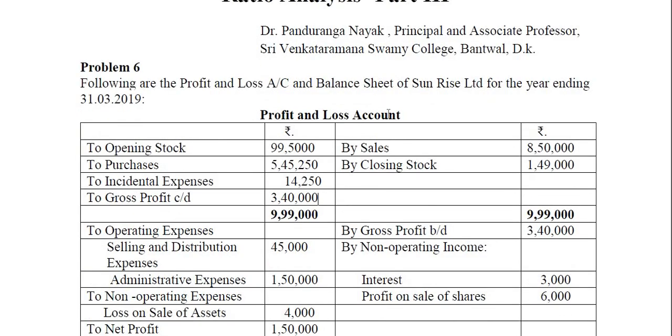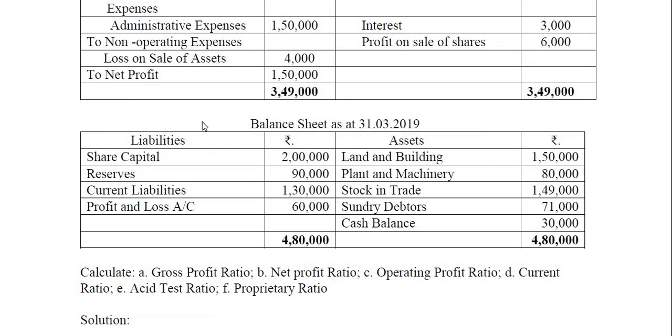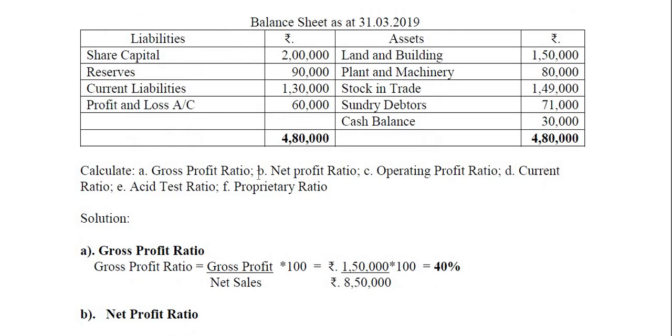Okay, problem number 6. Here the profit and loss account as well as the balance sheet of Sunrise Limited for the year ending 31st March 2019 is given. Then you are asked to compute the gross profit ratio, net profit ratio, operating profit ratio, current ratio, asset test ratio and proprietary ratio.